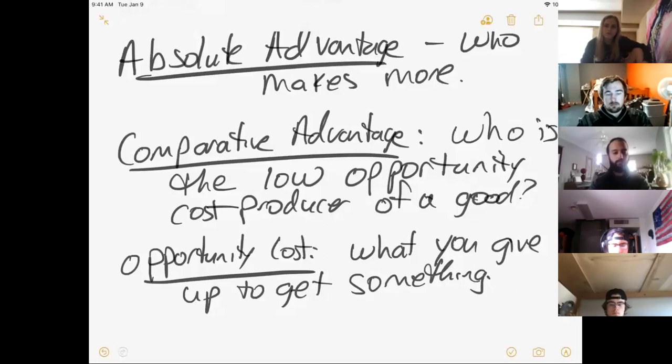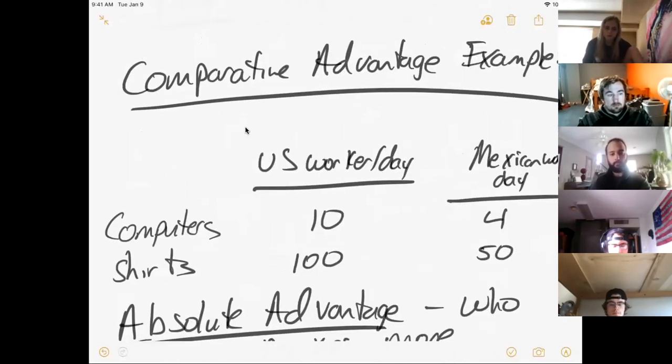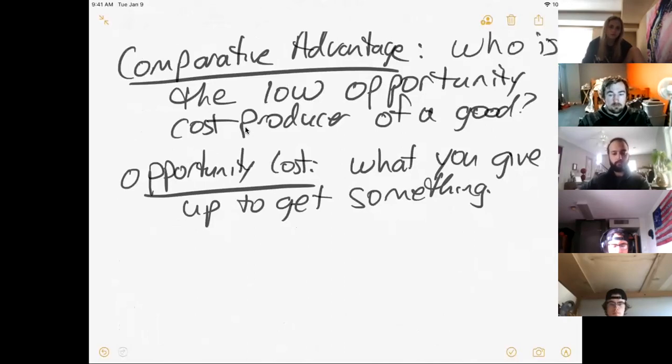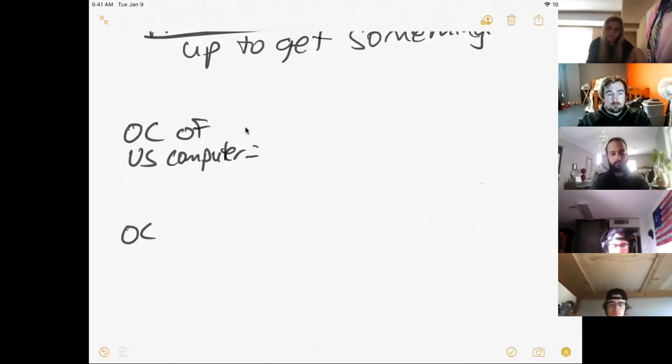Basically, opportunity cost is really thinking more broadly about what you have to give up to get something. So let's use that idea of opportunity cost to figure out, for each of these countries, what's the opportunity cost for them of making each of these goods? What's the opportunity cost for the US of making a computer? And what's the opportunity cost of making a shirt?